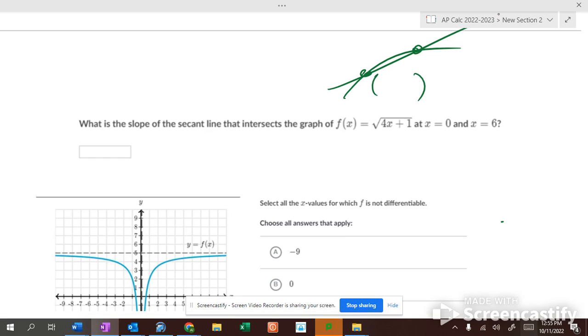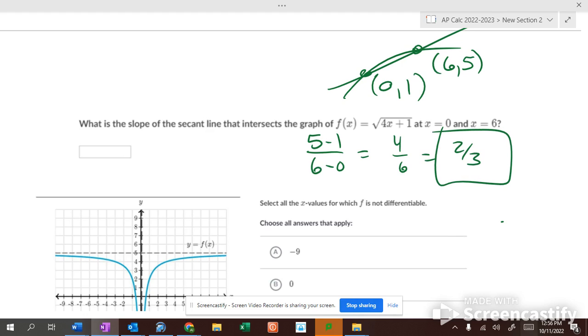What's the point here going to be? Oh, come on, AP calculators. 0, 1. Thank you. You plug 0 into the function and figure out what it is. What's this point over here? 6, 5. How do you find the slope with 2 points? 5 minus 1 over 6 minus 0, 4 over 6, which is 2/3. Bang. Slope of a secant line.